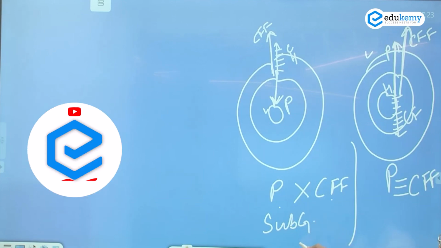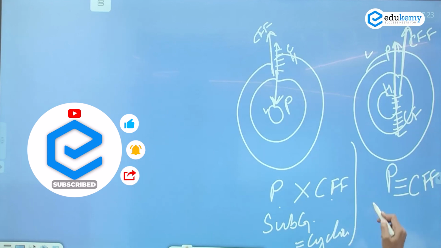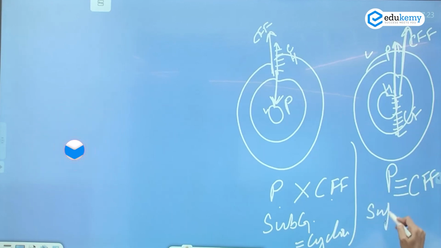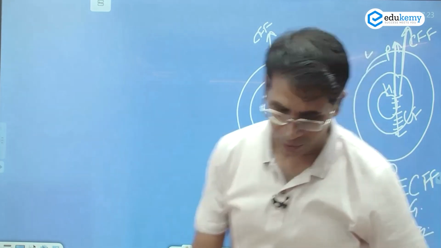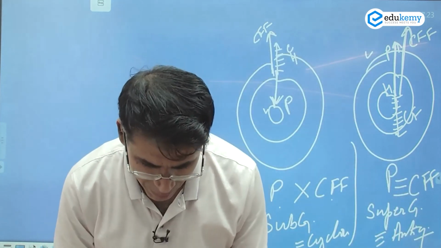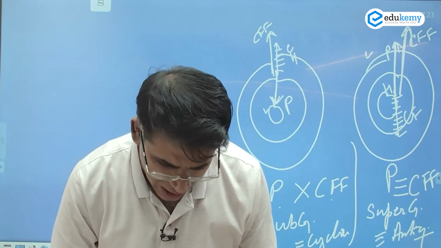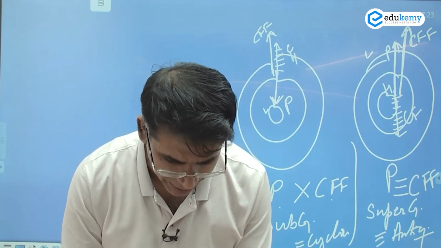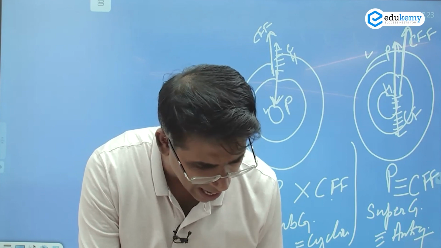So this is called subgeostrophic. This happens in the cyclones. And this is called super geostrophic, which happens in anticyclones. If you want to look up the diagram, see page numbers 90 and 91.